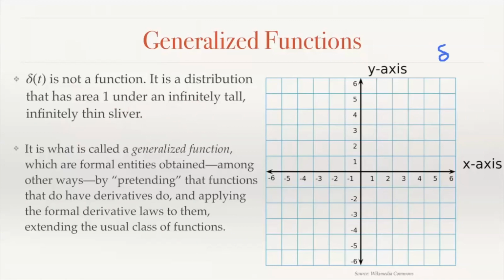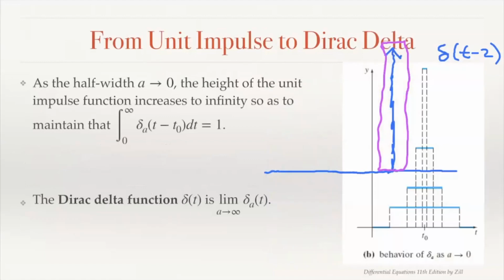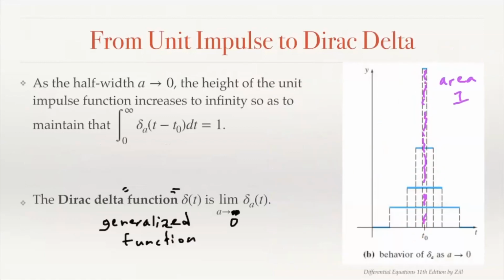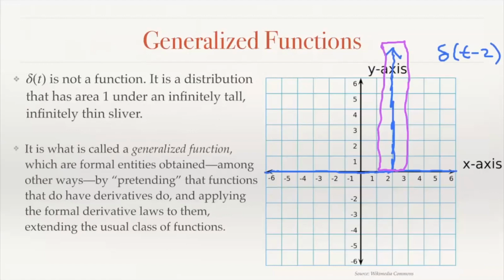So for example, here's what the Dirac delta function of t minus 2 would look like. It is 0 everywhere except at 2, and at 2, it is a vertical line of sorts in which the area of this vertical line, you think of it as like a rectangle of width 0 and height infinity, approached in such a manner that the area stayed 1. So this is a rectangle, quote unquote, of area 1.